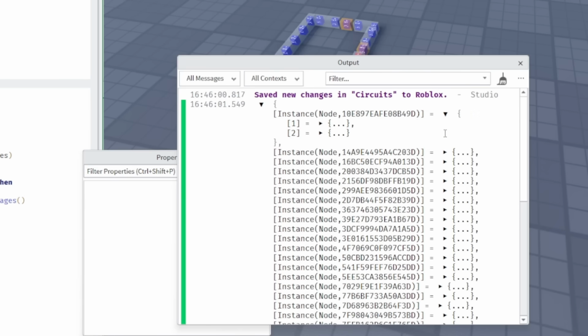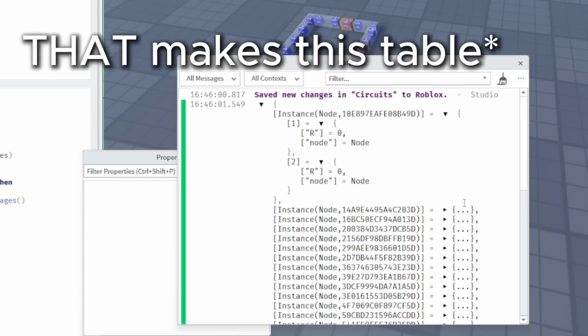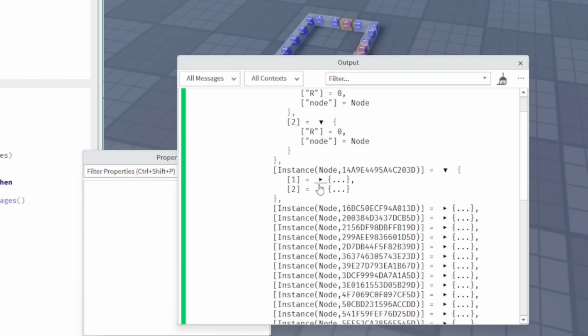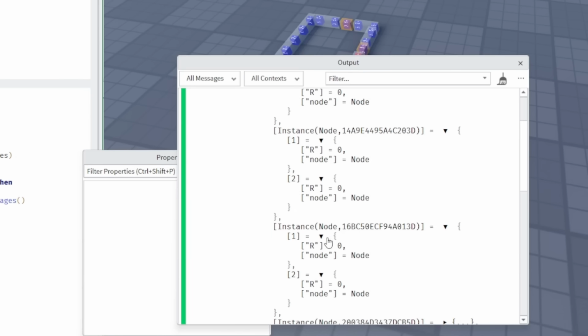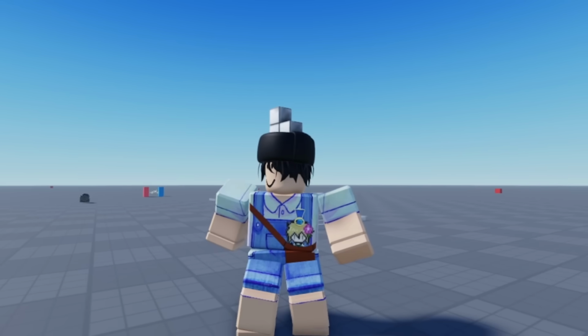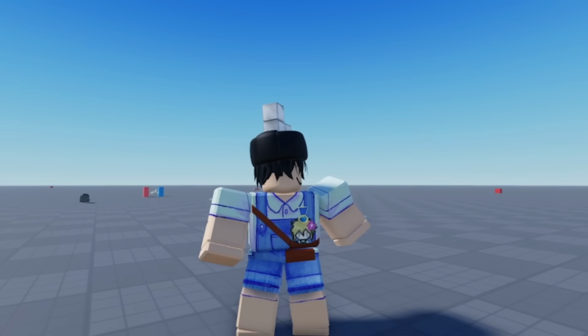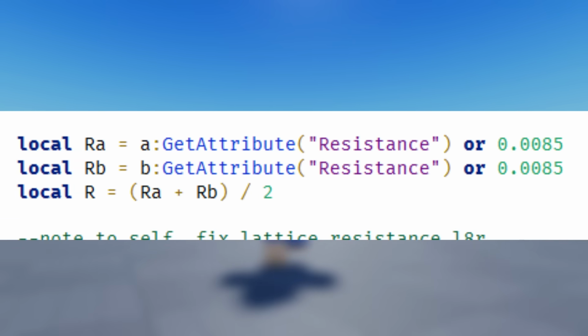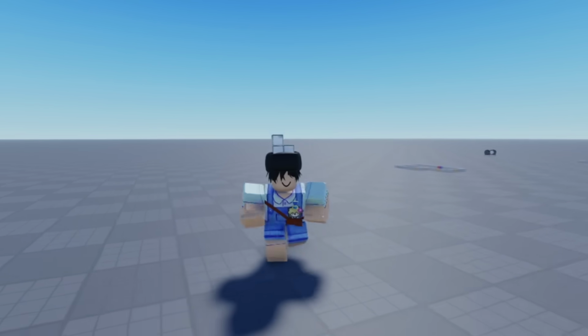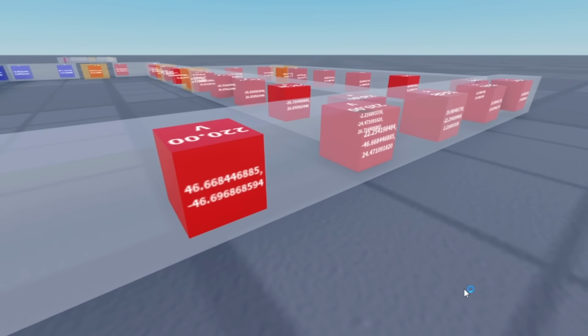So the circuit graph is just a Lua program where each node is given a specific entry, and in those entries are the entries of its neighbors. This just lets the simulator know the layout of the circuit. Turns out Lua had some operator precedence issues, so I just switched out the code with this. And now it works. Yeah, it works.